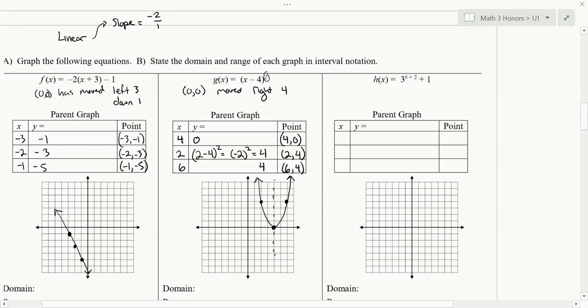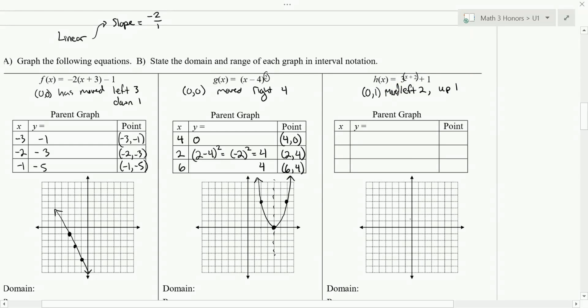So that plus 2, that's in parentheses there. That's moving us left 2, and then that plus 1 moves us up 1. And the parent graph point was not 0, 0. Here's where it sometimes gets a little confusing, because if you use 0, 0, you're going to end up at the wrong spot. So 0, 1 was our starting point.